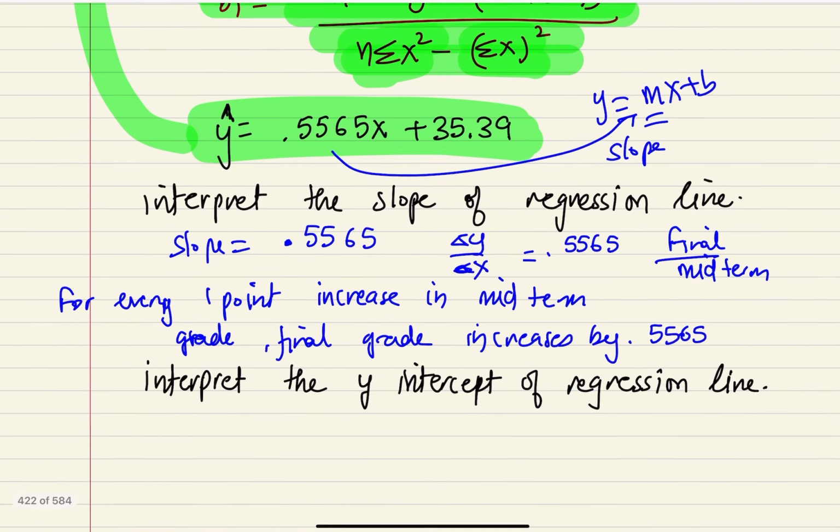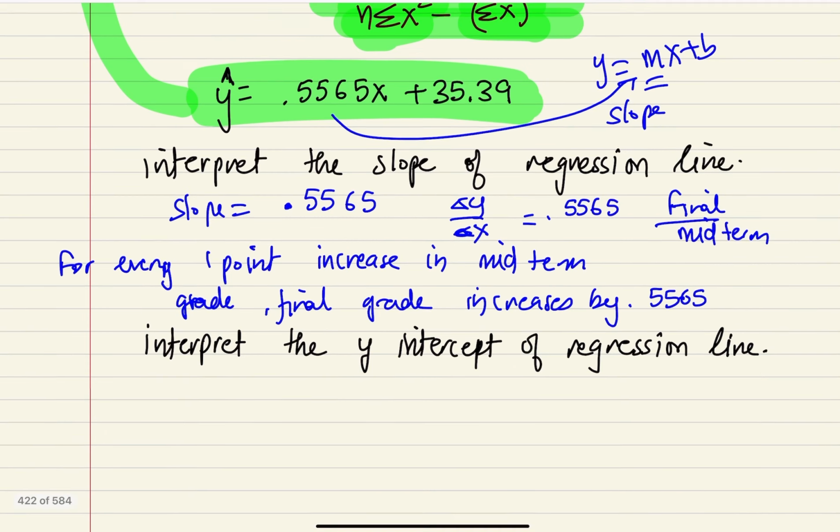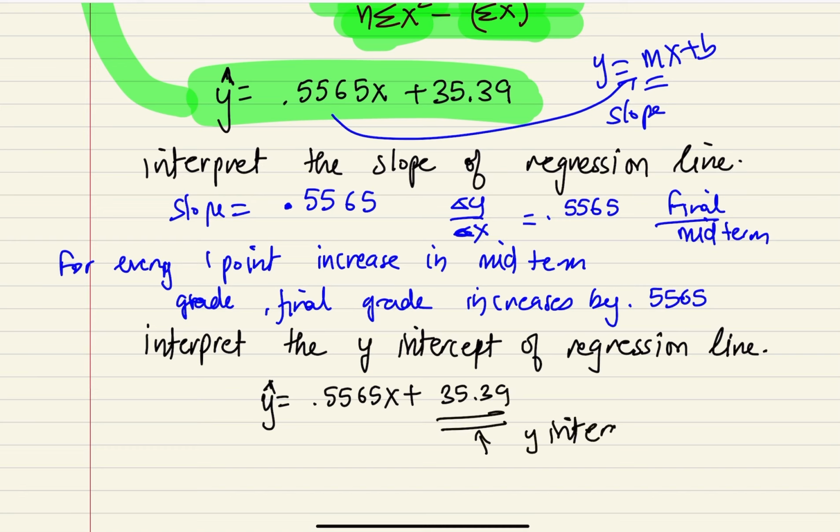Let's interpret the y-intercept now. The y-intercept is the b in my least square regression line. So y hat is 0.5565x plus 35.39, and this is the y-intercept.